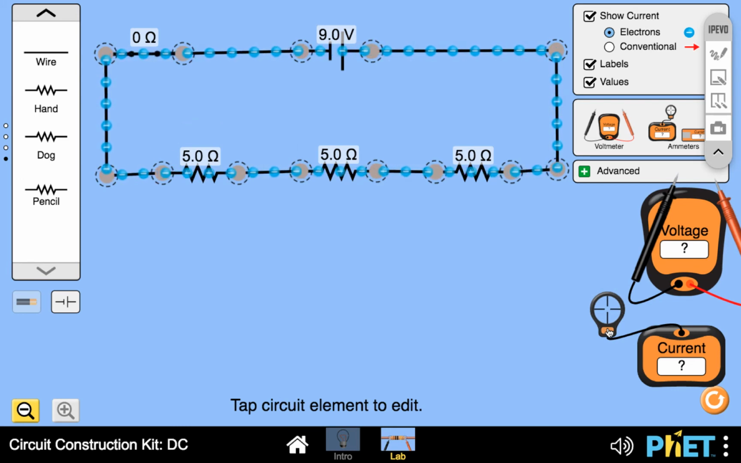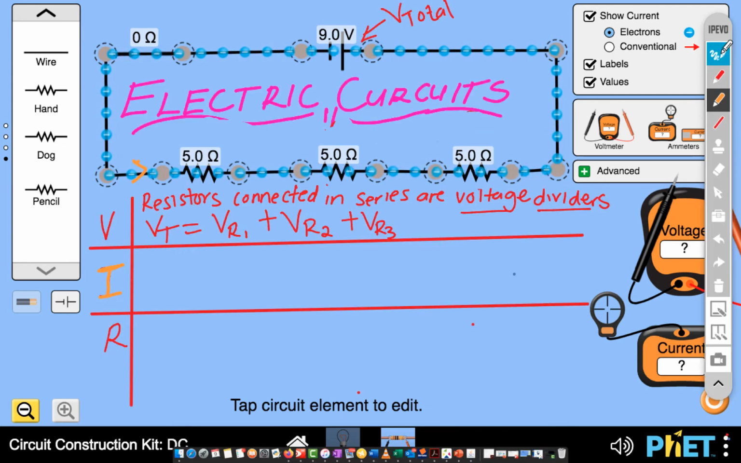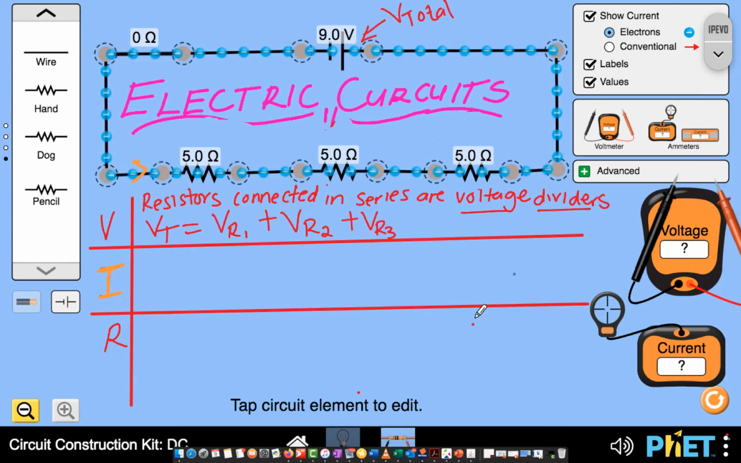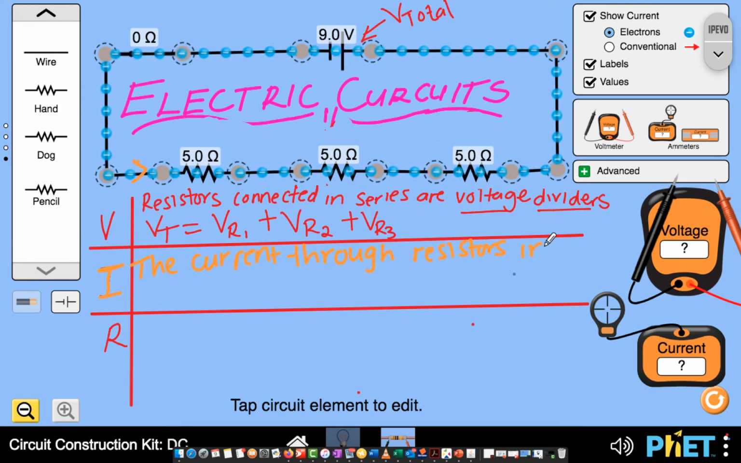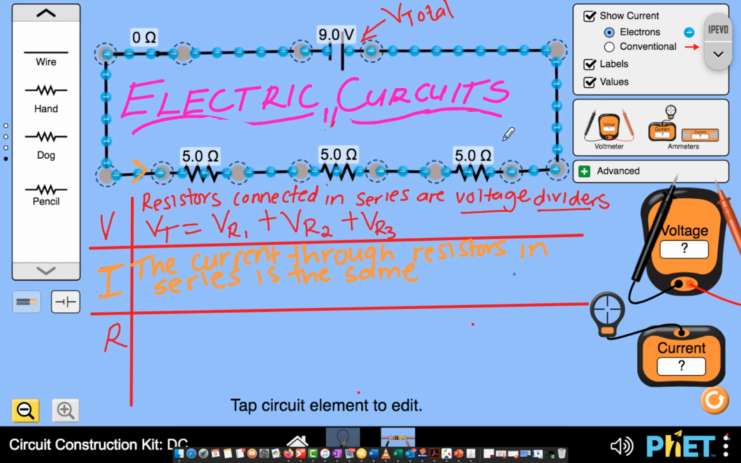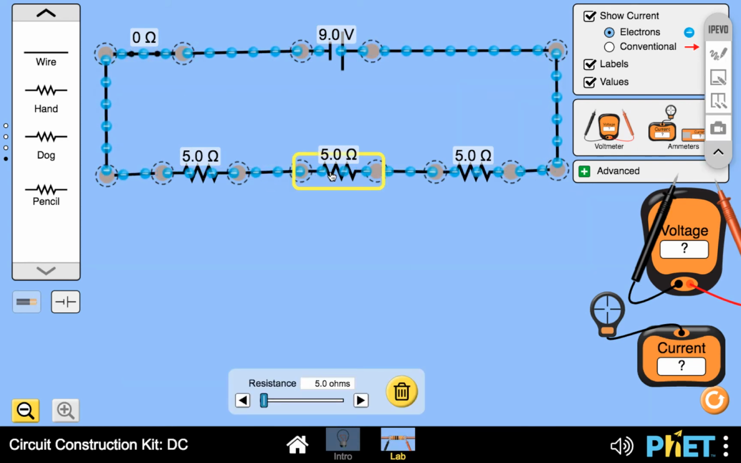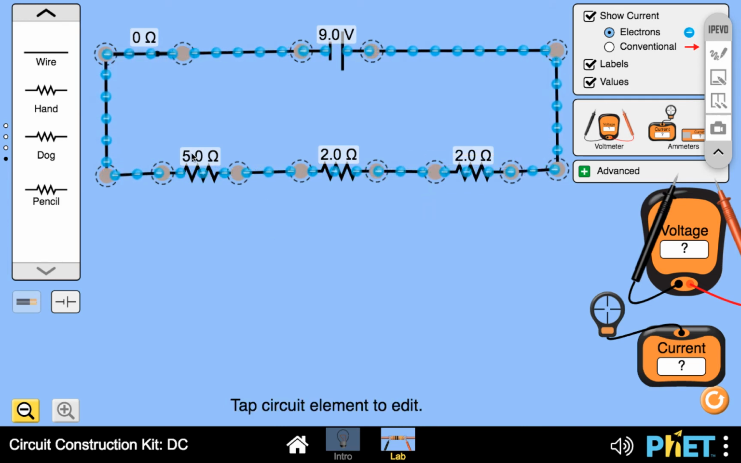It doesn't change, and hence this simply means that whenever resistors are connected in series, then in terms of the current through the circuit, if there are only resistors in series, then the current through resistors in series is the same. Okay, I would like us to confirm if this is true when the resistors are of different sizes. So I'm going to change this one and make it 2, change this one and make it 2. Okay, let me change this one 2 and make it 11.